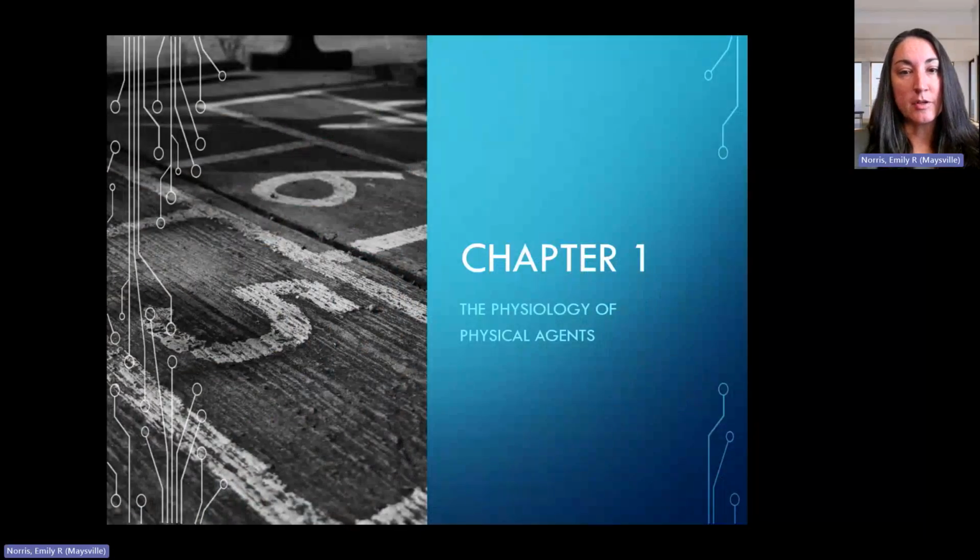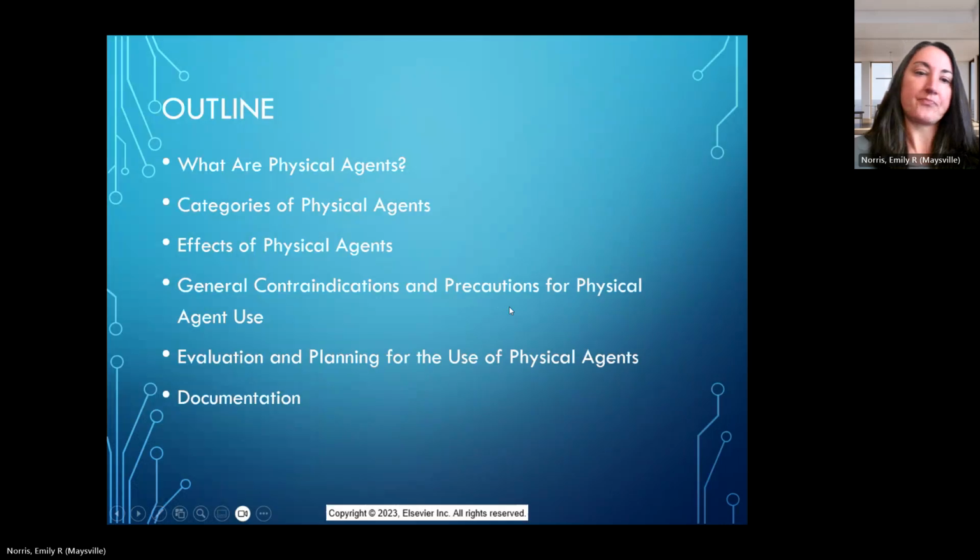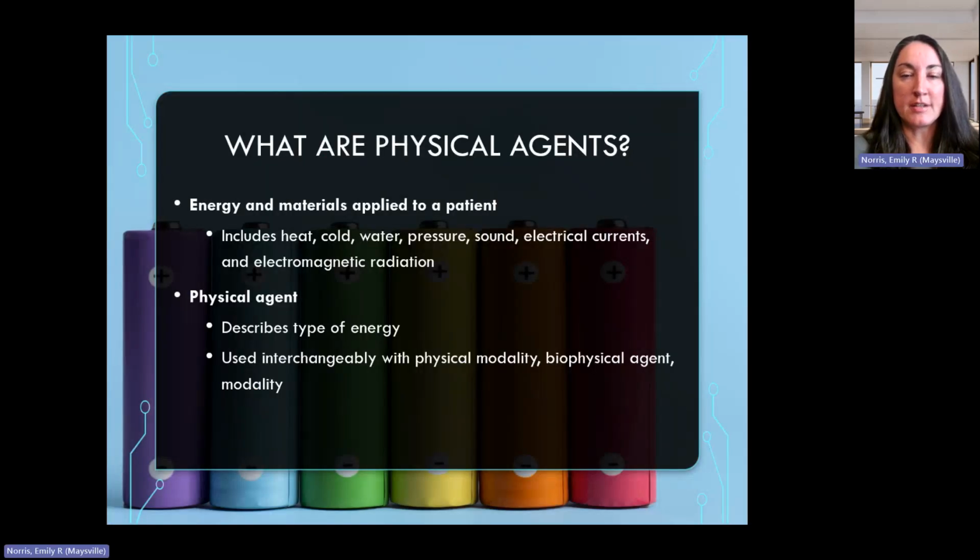So, we're going to start kind of on a background of the physiology behind physical agents. All right, here's an outline of kind of what we're going to go through. You can read that on its own, but on your own. But physical agents, what they are.